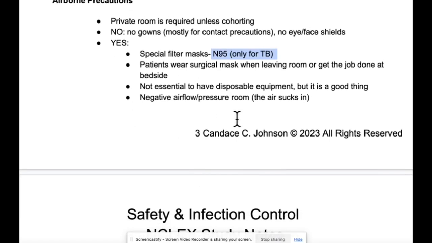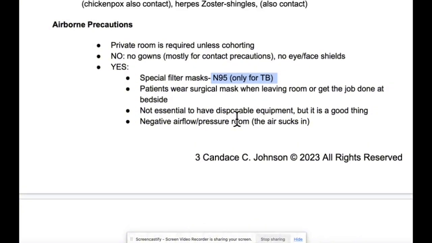It's not essential to have disposable equipment. All right. It's not a bad idea, but it's not essential. And absolutely, they've got to have the negative airflow rooms or negative pressure rooms. This is an important concept for you to know. The air sucks in in a negative airflow room. You may even notice that when you go to close the door, it sucks in shut to keep all of the ventilation going into the patient's room and out of the hospital. It generally works under a separate ventilation system than the rest of the hospital, so there's not an intermingling of the airborne communicable disease-filled air with the patients of the hospital.